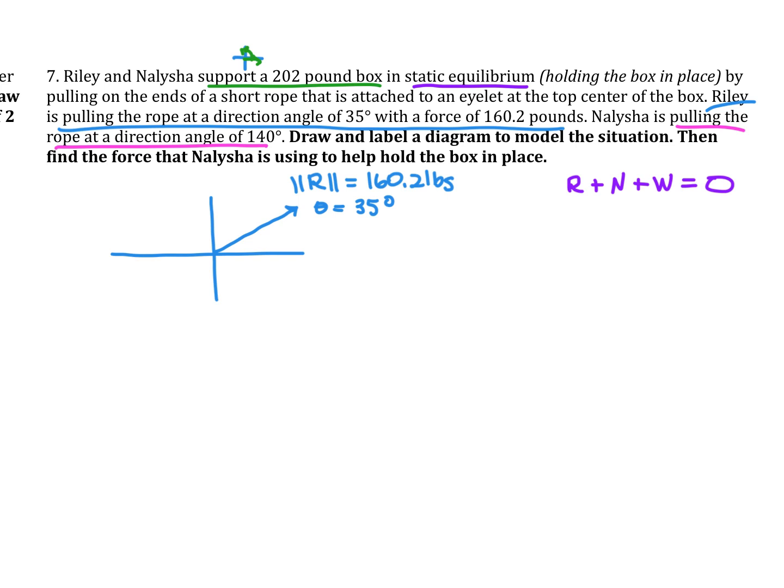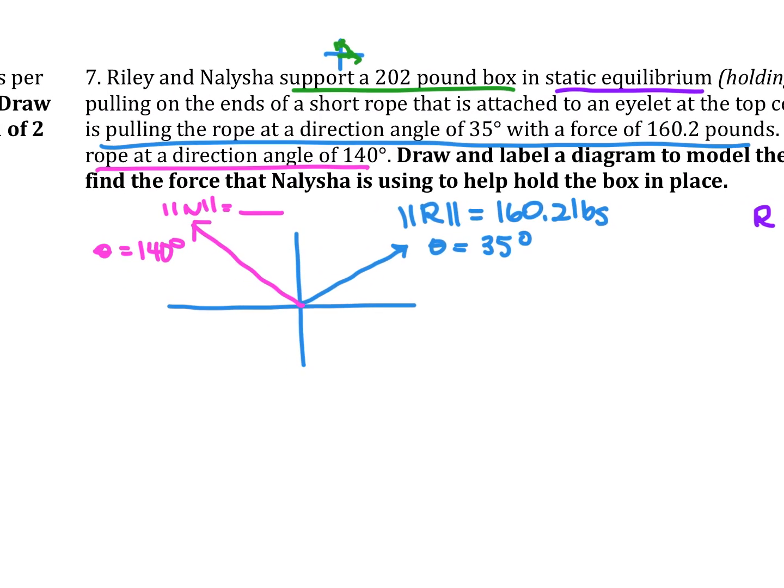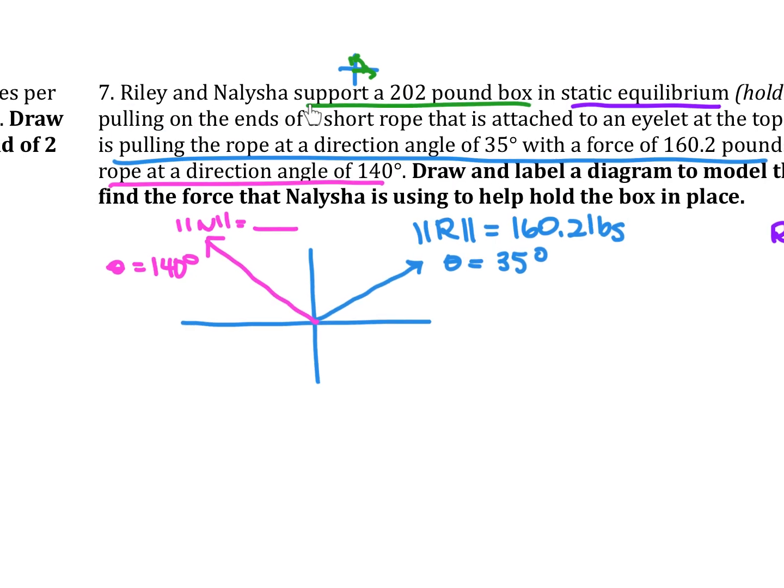Now we have Alicia pulling the rope at a direction angle of 140 degrees. So I will say magnitude of N. We actually don't know what that is. We need to look for that. But we do know theta. Theta is 140 degrees. So far, two vectors. We do have one more.